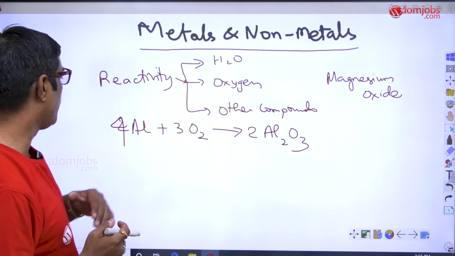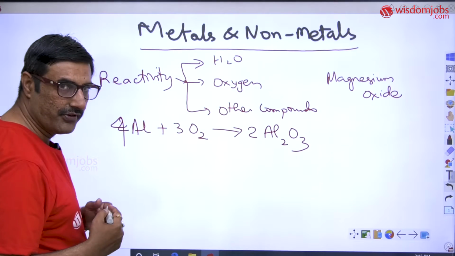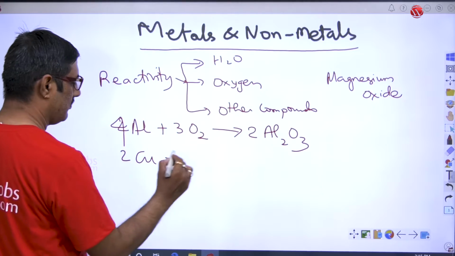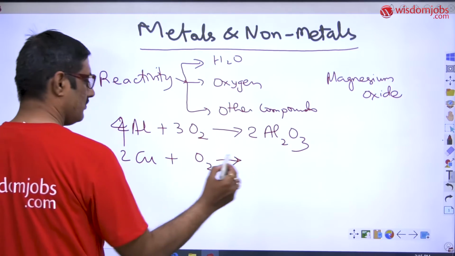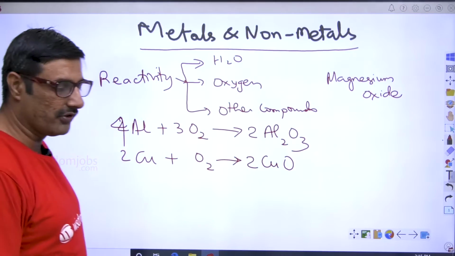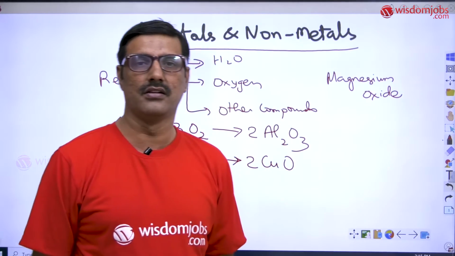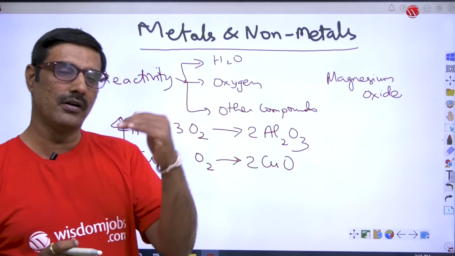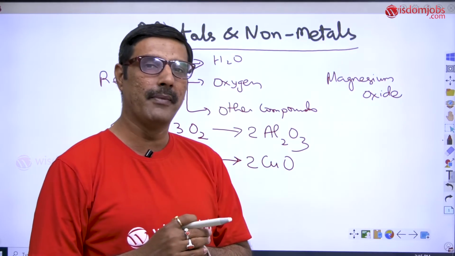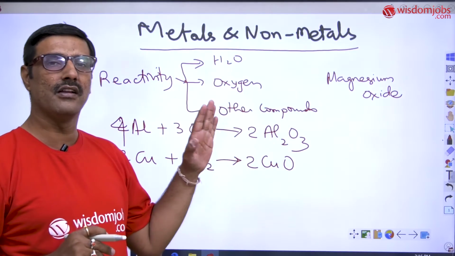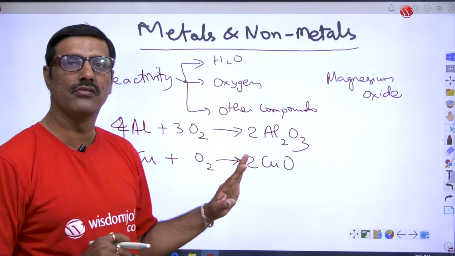If you take aluminium or zinc or copper, copper will give you 2CuO. Copper oxide is slightly black in coloration, and that copper oxide layer is formed on the original pure copper metal, and further oxidation will not be possible. So they are not highly reactive, but they are reactive to oxygen.